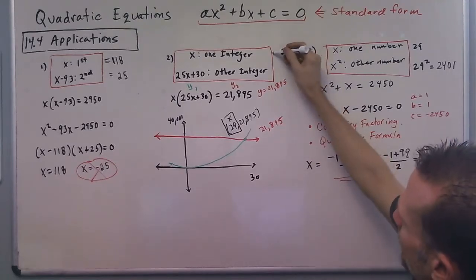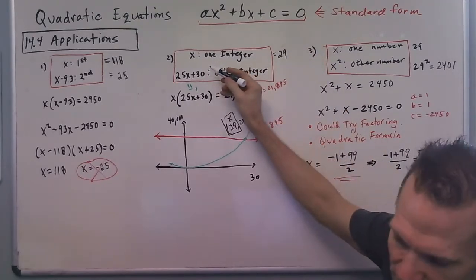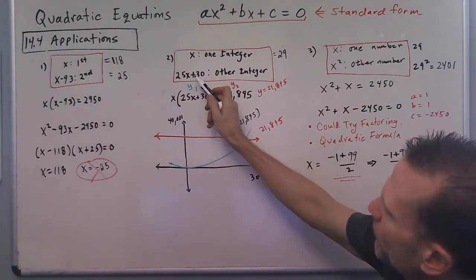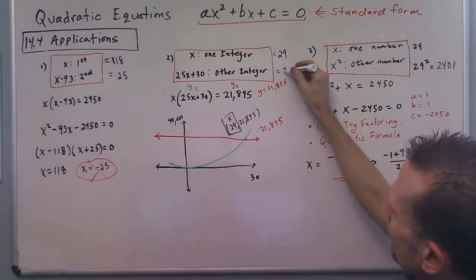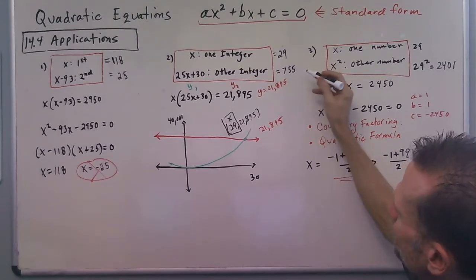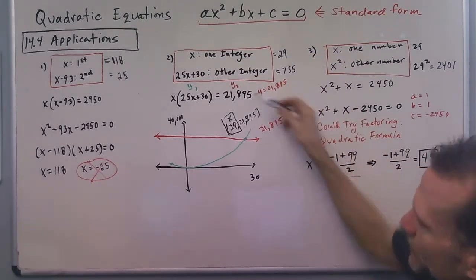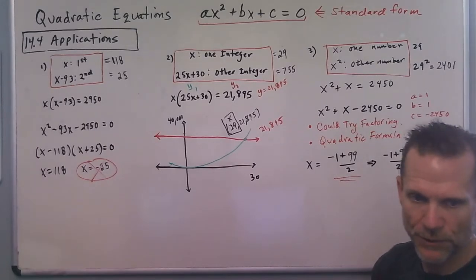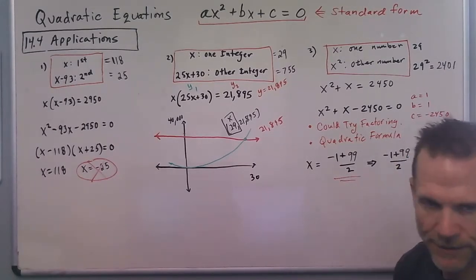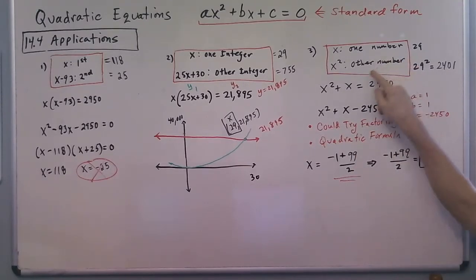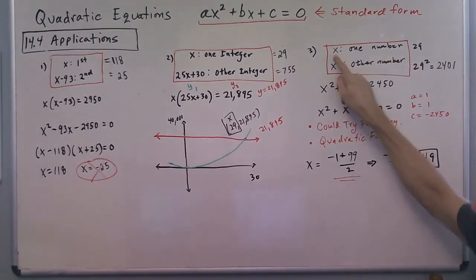So we can come back up here. This is x is equal to 29. And then the other one, when we put in 29 for the x value, we get 755. Okay. And again, you could multiply these two numbers together, and you'll see you get 21,895.